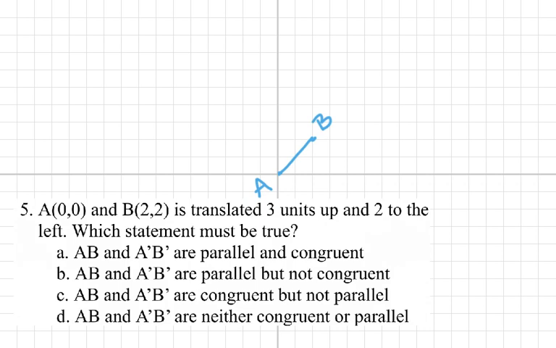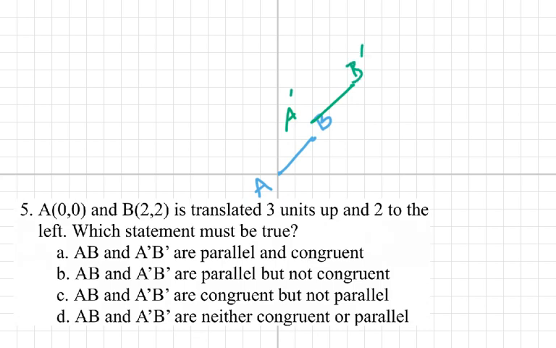Alright, so for number 5, A is at 0, 0, B is at 2, 2. If this is translated 3 units up and 2 to the right, which statement must be true? Let's go ahead and move these 3 units up and 2 to the right. Okay, so that new line looks like this. So this is A prime, B prime. Let's look at it.